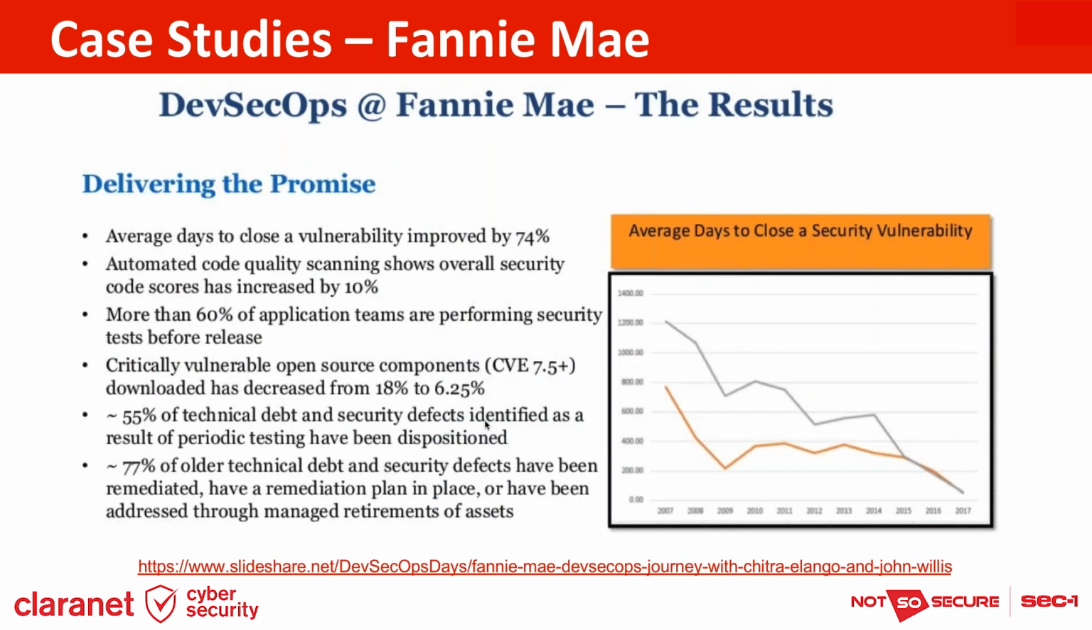This was the performance improvement. The average days to close a security flaw fell to maybe less than 10 or 15 days, whereas it used to be way, way higher initially. Again, you can look at the details on the link that I mentioned below.